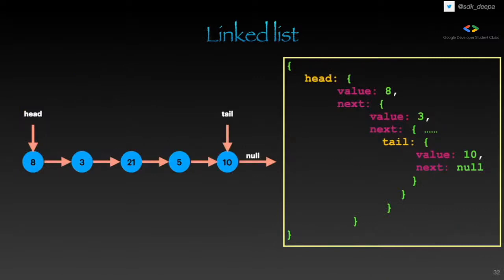And if you want to visualize how linked lists would look like in code, this is how it looks. So if you see here, head is pointing to 8, which is why the value of 8 is here. And then going so on and so forth. Tail is pointing to the value 10, which is here, right? And then the next item on here is null, which is why I've represented this as null here.